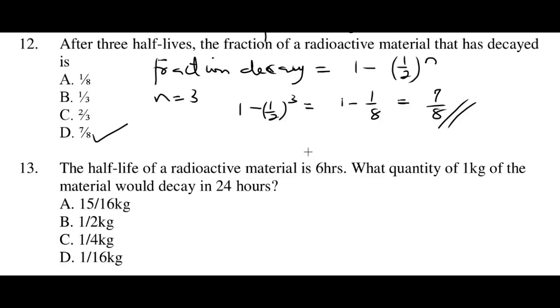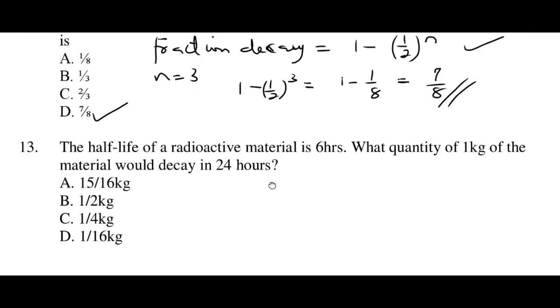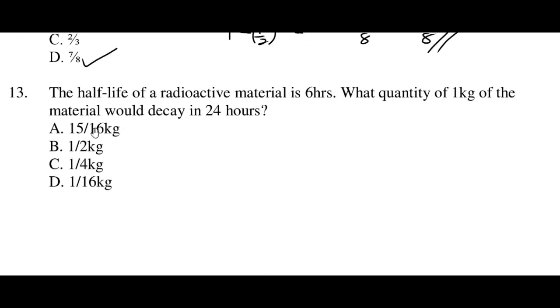Anytime you are given a question on fraction decay, this is what to do. You just substitute the half-life given to you here. So the last question, question 13. The half-life of a radioactive material is 6 hours. So we have T half to be 6 hours. What quantity of 1 kg? So the initial quantity is 1 kg. What quantity of 1 kg of the material would decay in 24 hours?